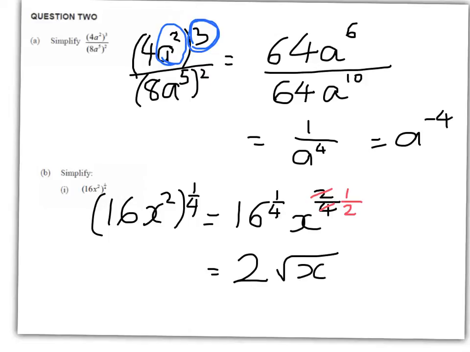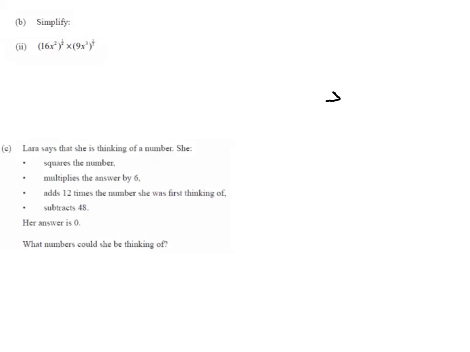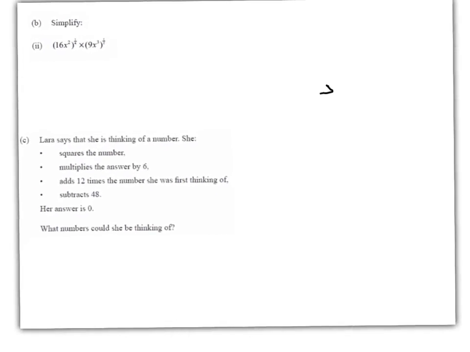Okay, also fine to leave it as 2x to the power of 1/2. Or you can write the really ugly 2x to the power of 0.5. Any of those three will get you a little achieved tick. Okay, the question's starting to get a little bit harder. Okay, so part B, simplify this one.